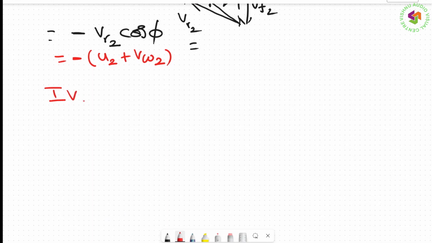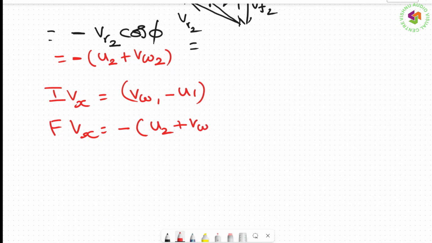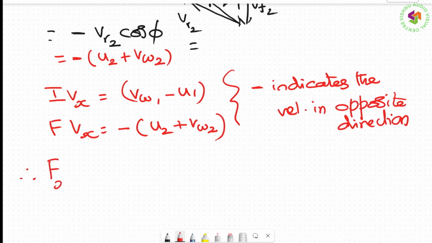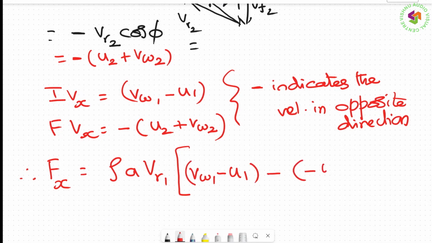So initial velocity in x direction is equal to VW1 minus U1. Final velocity in x direction is equal to minus of U2 plus VW2. The minus sign indicates the velocity is in the opposite direction. Therefore, Fx is equal to rho A VR1 into VW1 minus U1 minus of minus U2 plus VW2. Right?